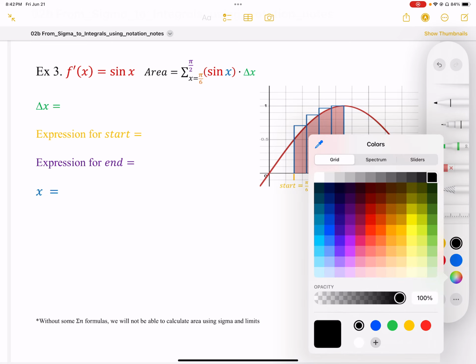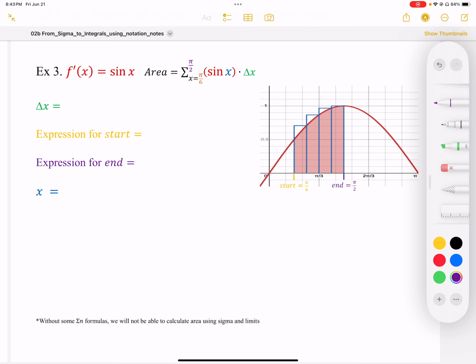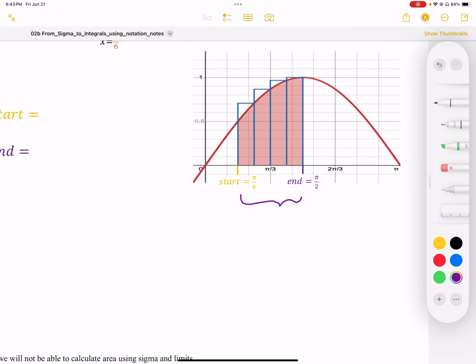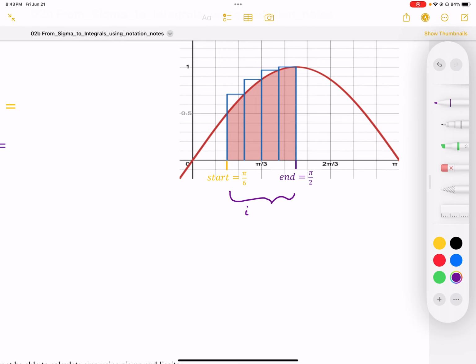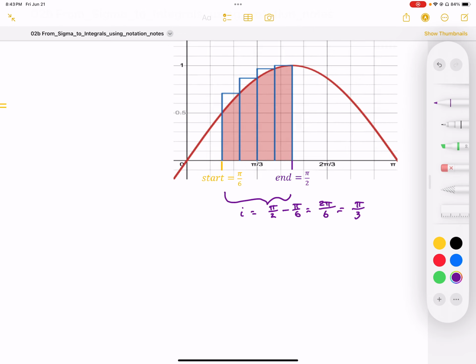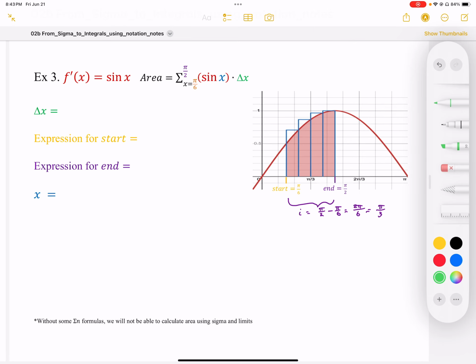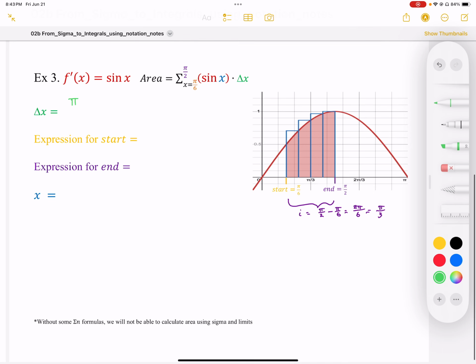So to find the delta x, we're going to, again, take the interval width from start to finish, from pi over 6 to pi over 2. So my interval width is going to be pi over 2 minus pi over 6, or 3 pi over 6 minus 1 pi over 6, which is 2 pi over 6, which we can simplify to pi over 3. So that represents my interval width. I can find my delta x by taking the interval width from start to finish and dividing it by the number of divisions, which is n.